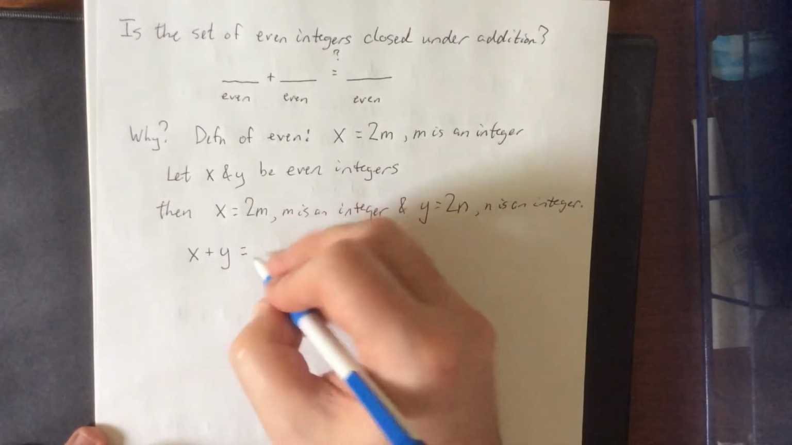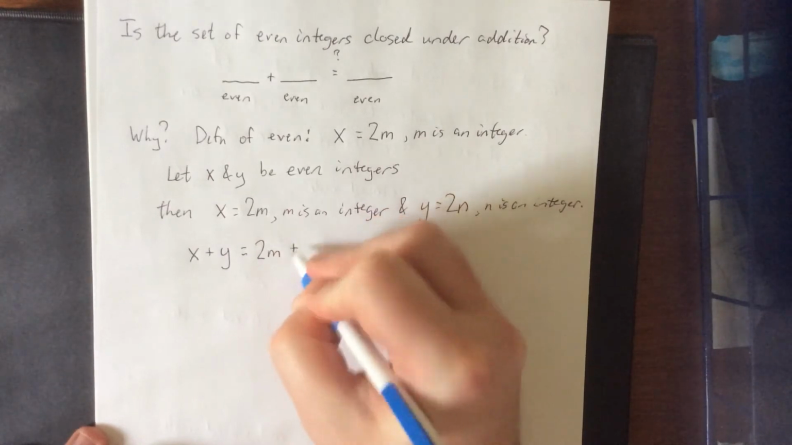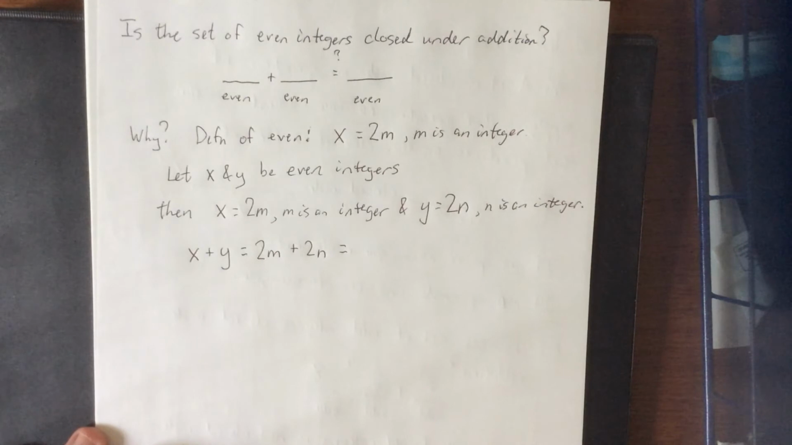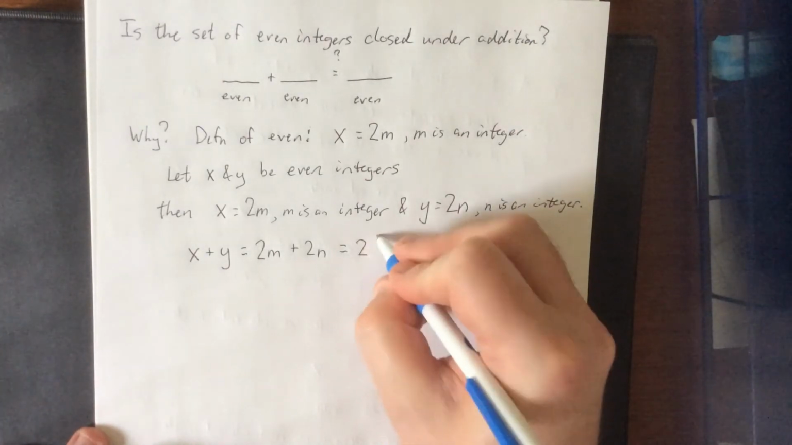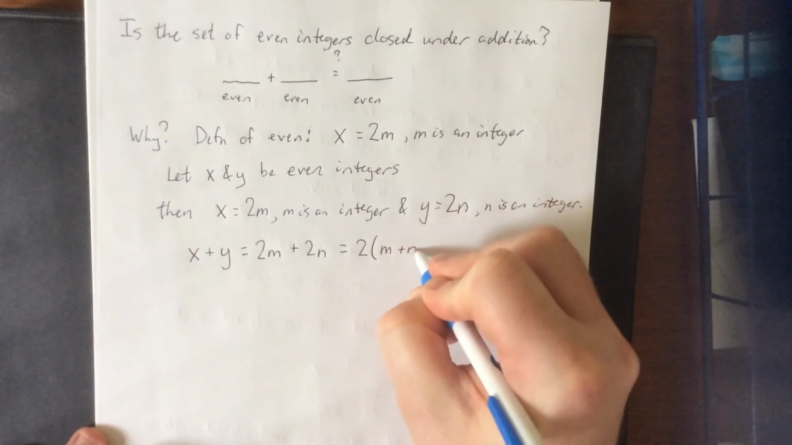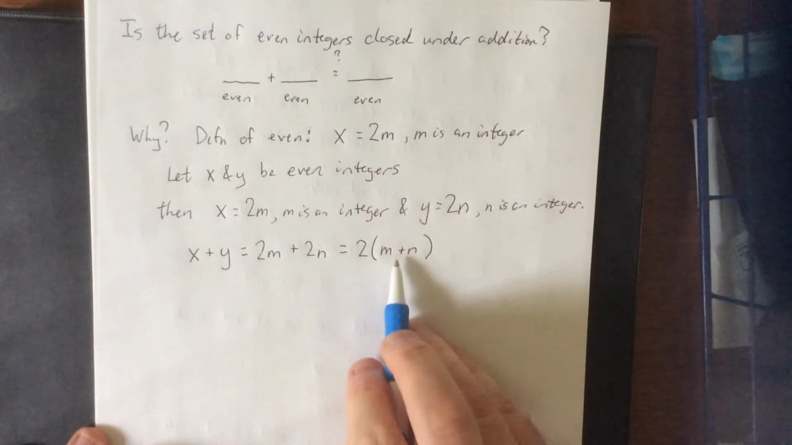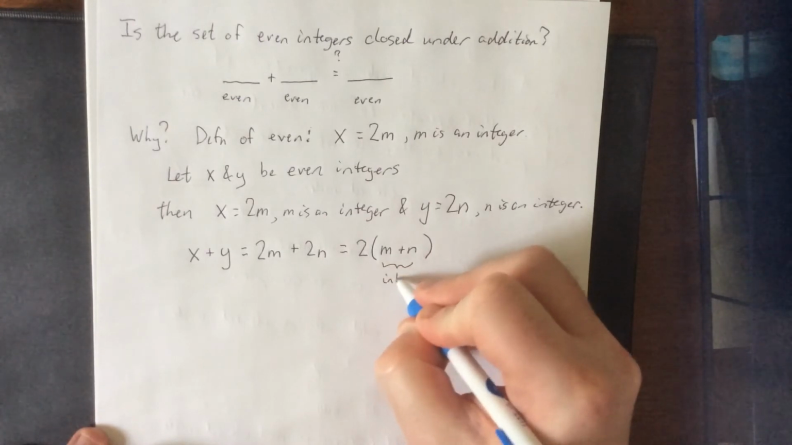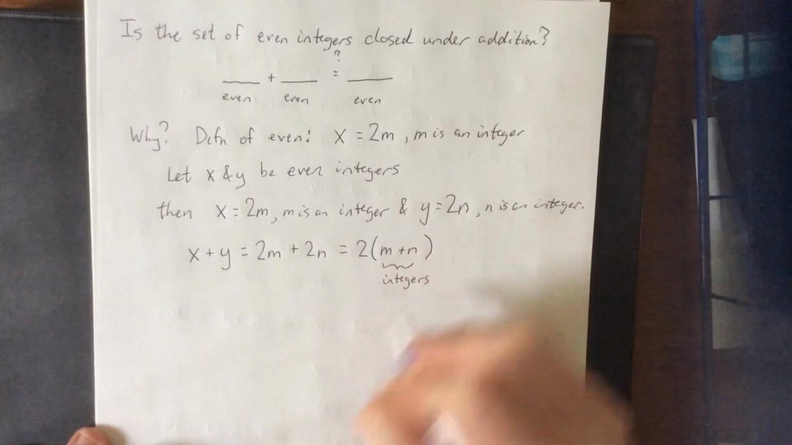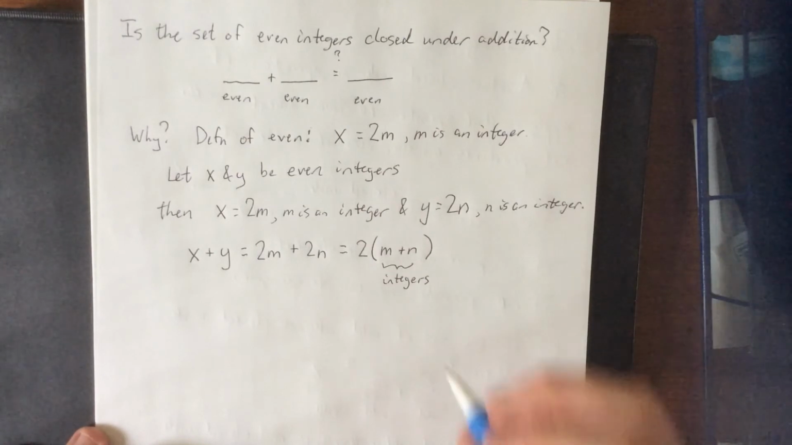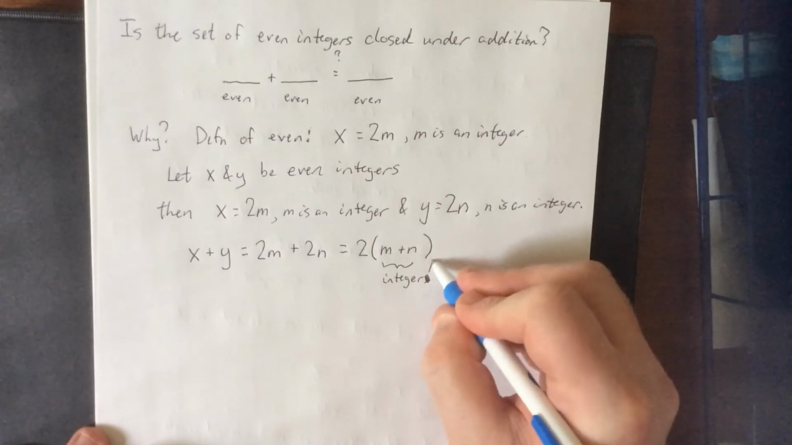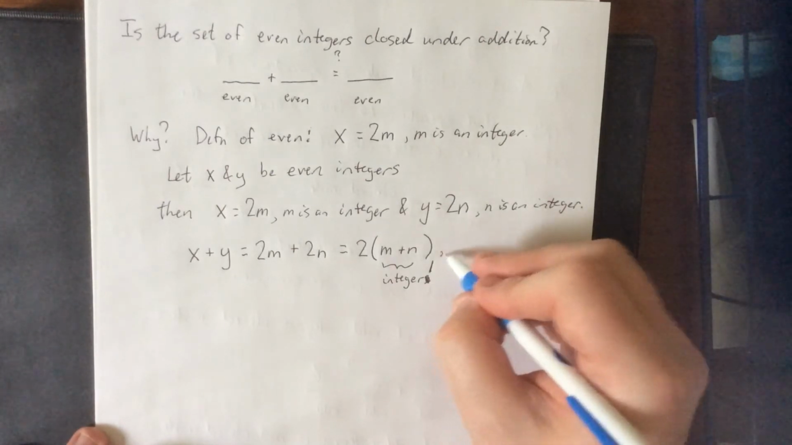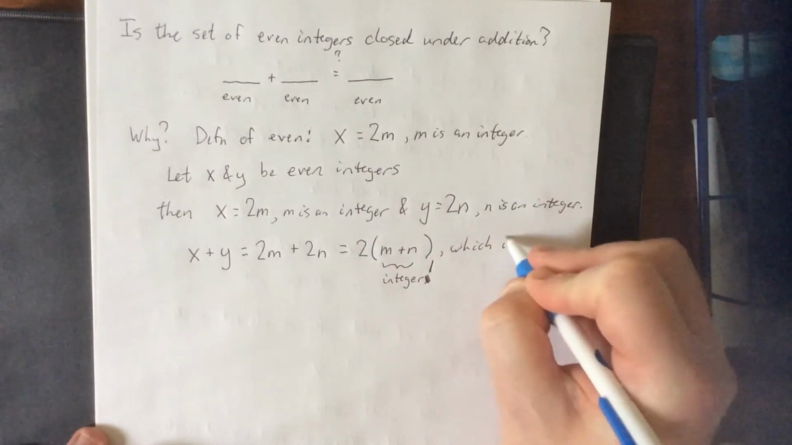So we just said x is equal to 2 times m. We said y is equal to 2 times n. I want to prove that this is equal to 2 times some integer. Well, if we factor out the common factor of 2, and then use the fact that an integer plus another integer is guaranteed to give us another integer, that's because the integers are closed under addition. We can now say that this is even.